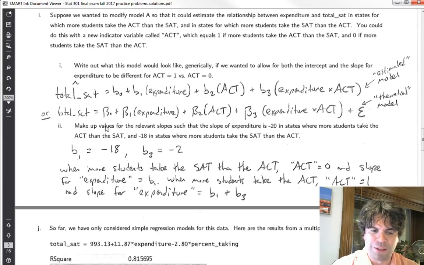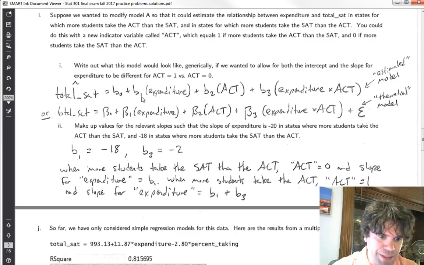It doesn't really matter which one you use, although if you're going to be writing betas in here, you're going to have to tack on that plus epsilon as well. That stands for normally distributed random variation around the population line. That's only in the theoretical model. In the estimated model, our equation is just the line itself, no term for random variation around it, and so we just have the B's and the predictor variables.